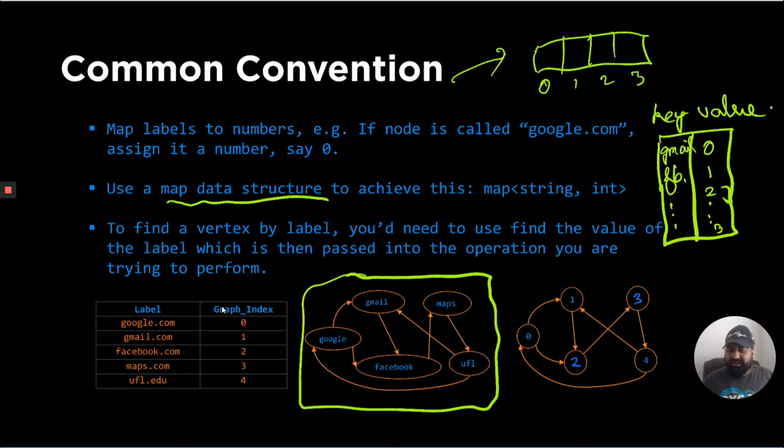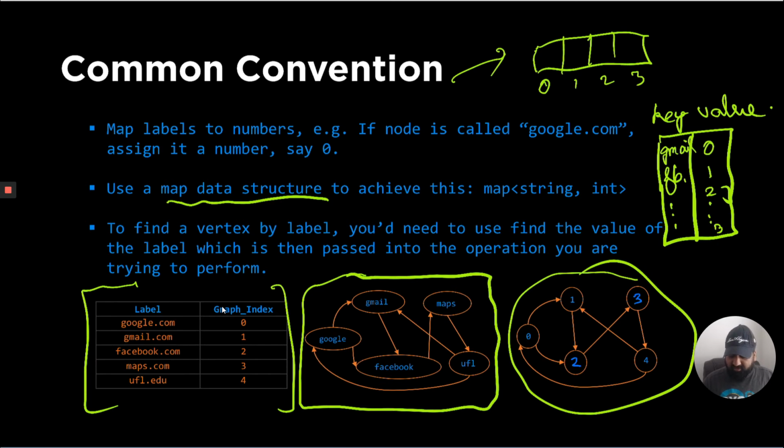As we are reading the data, we can assign numbers, which is Gmail maps to 0, Facebook maps to 1, and so on. I'm just giving you an example. Here I have the actual graph indices I've mapped to. So these two graphs are exactly equivalent. It's just a one-to-one mapping.